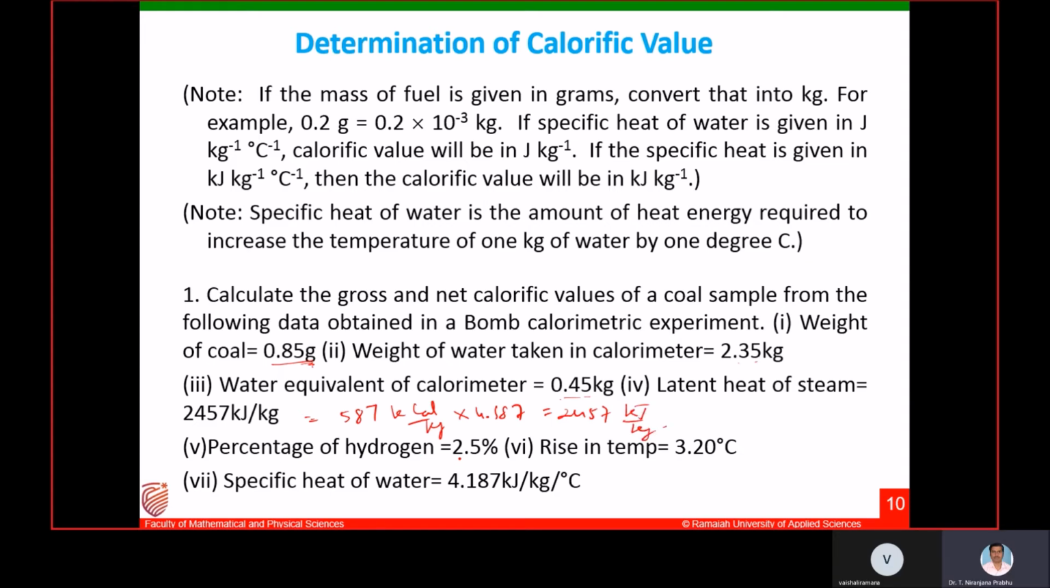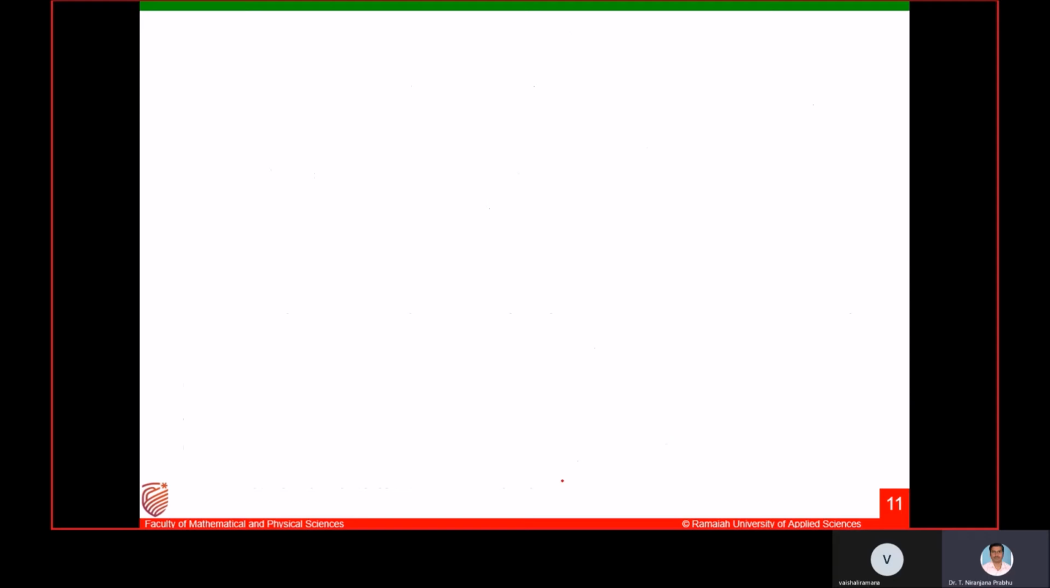The percentage of hydrogen given is 2.5%. Rise in temperature, that is final temperature minus initial temperature. It's already deducted T2 minus T1, that is 3.2 degrees centigrade. Specific heat of water, standard value 4.187 kilojoule per kg per degree centigrade. Now let us solve this problem. I'll just list out first the values. Meanwhile, you can use your calculator to solve the numerical.